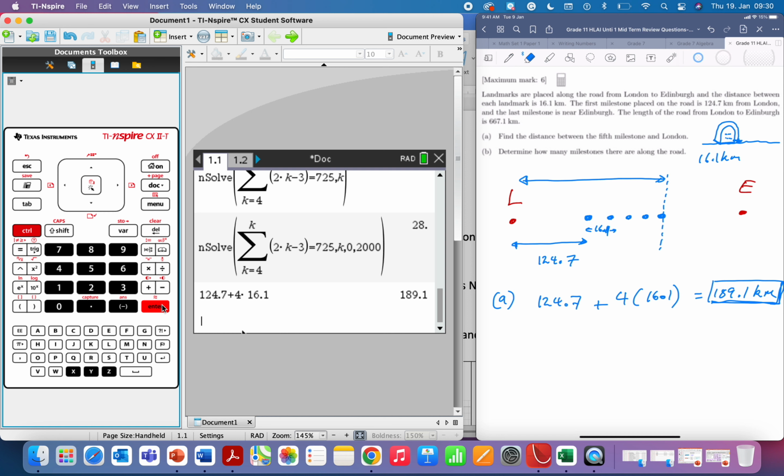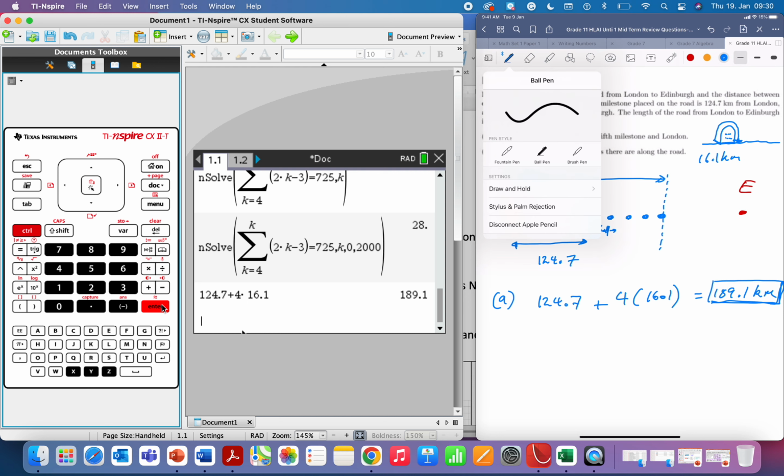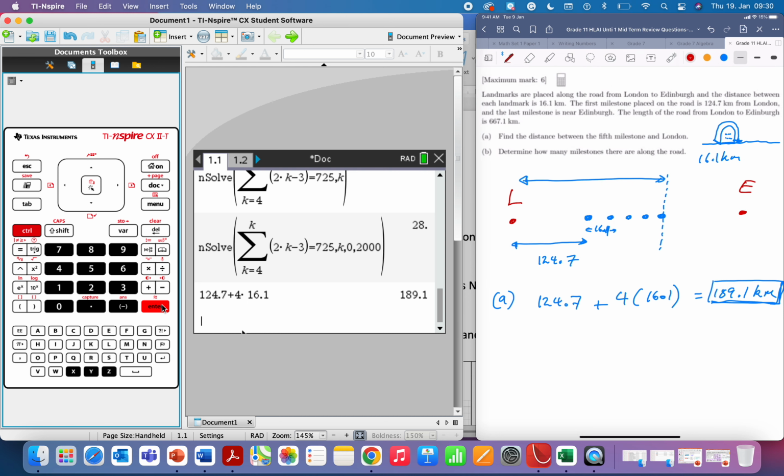Right, the arithmetic sequence here actually does fit nicely, because this would be U1, this would be U2, U3, U4, and U5. All right, and to get U5, it would be U1 plus n minus 1 d, and of course the n replaced with 5, so it's U1 plus 4d. And you can see that the U1 is the 124.7, and the d is the 16.1. So it is arithmetic sequences.